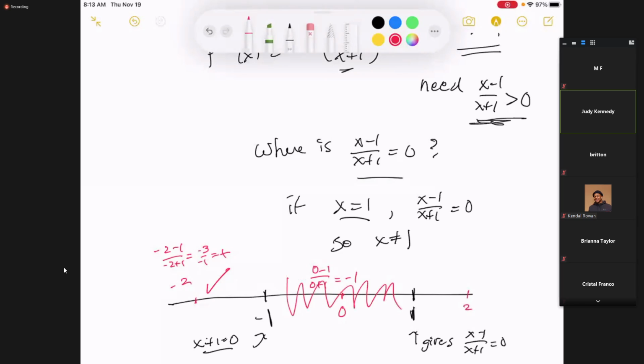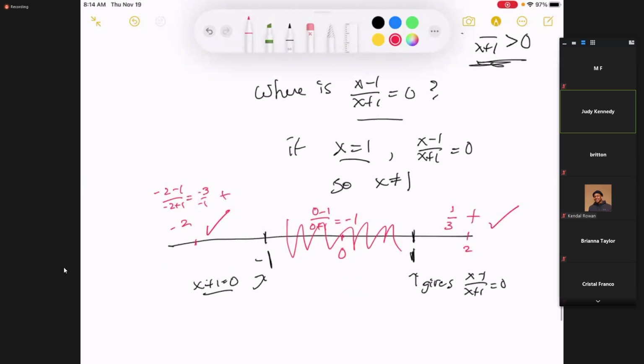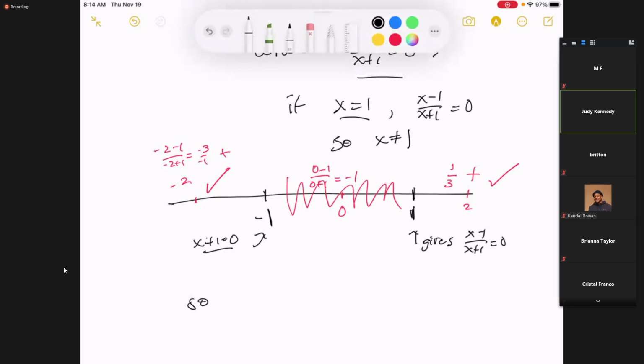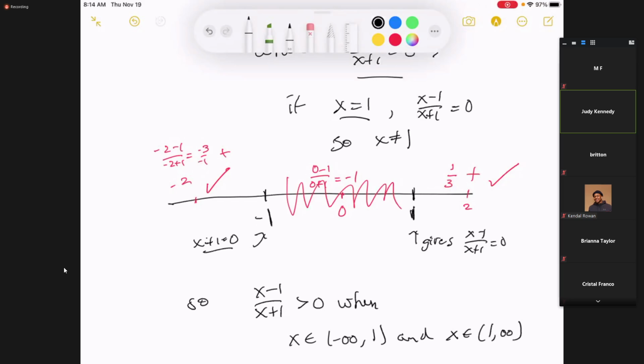What happens over here? I could check 2. We get 2 minus 1 over 2 plus 1. That's positive. I shouldn't write equals positive there. It is positive. Okay, so that interval's in the domain. So first of all, (x minus 1) over (x plus 1) is greater than 0 when x is in minus infinity to minus 1 and x is in 1 to infinity. And that's exactly when.